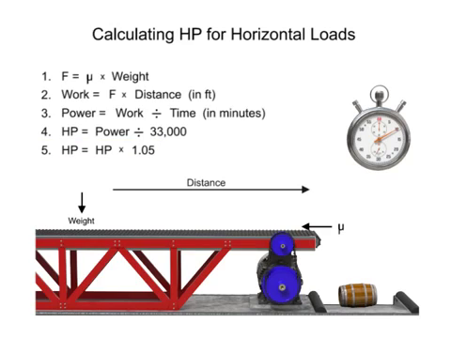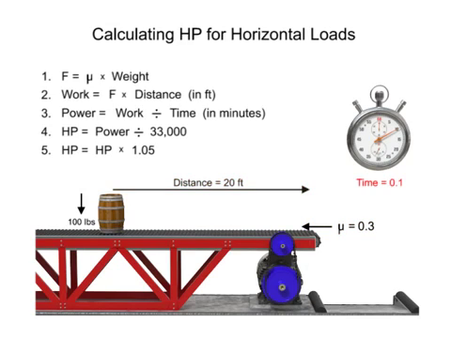Let's try an example. Assume the barrel weighs 100 pounds. The coefficient of friction between the belt and the platform is 0.3, and the barrels move 20 feet in 0.1 minutes. We can determine the horsepower required of the conveyor motor by accomplishing the following calculations. First, find the horizontal force required by multiplying the coefficient of friction by the force of the weight, which is 100 pounds. In this system, the horizontal force is 30 pounds.